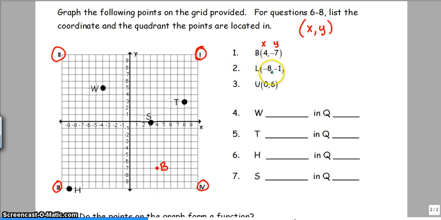Point L is at -8 in your x direction, -1 in your y direction. So it starts left 8, that's our -8. Down 1 is our -1. I label it L. And U is at (0, 6).